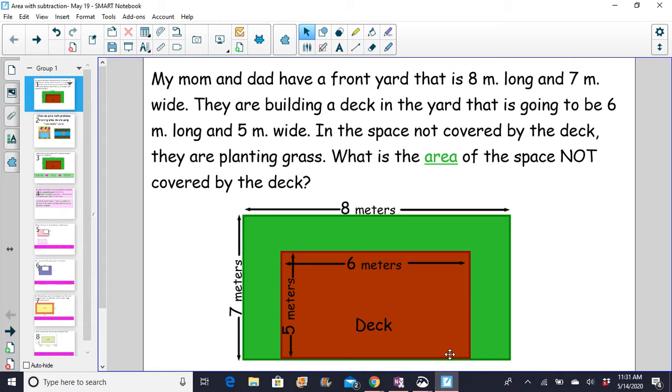Now, in the space that's not covered by the deck, they're planning on planting grass. So they're trying to figure out what is the area of the space that's not covered by the deck, so they know how much grass to plant. Take a look at the figure that's on the slide here. That's illustrating what they're trying to work out at home.